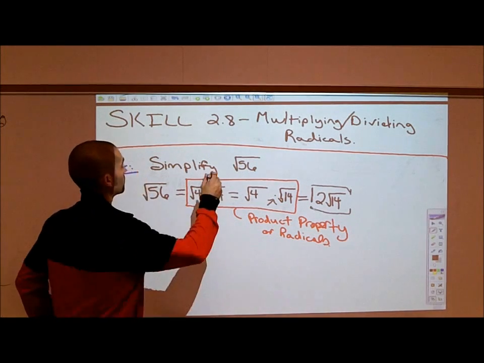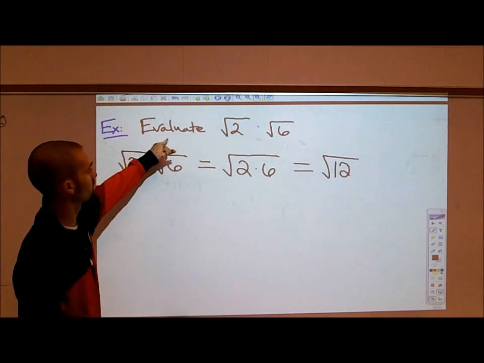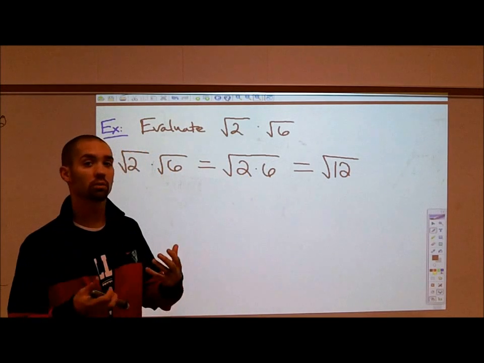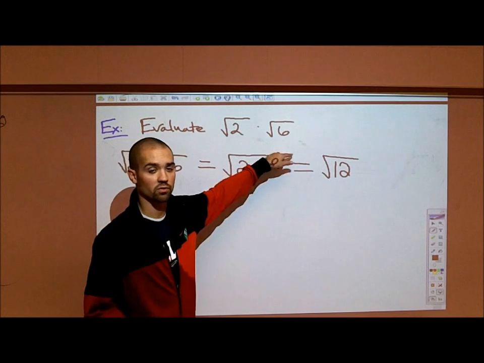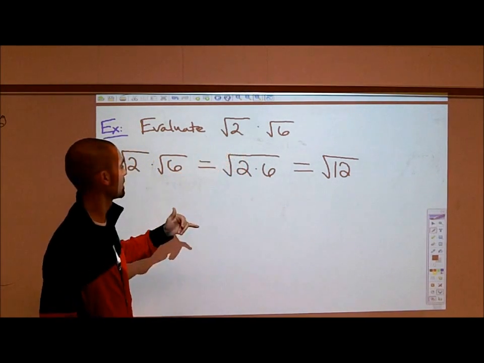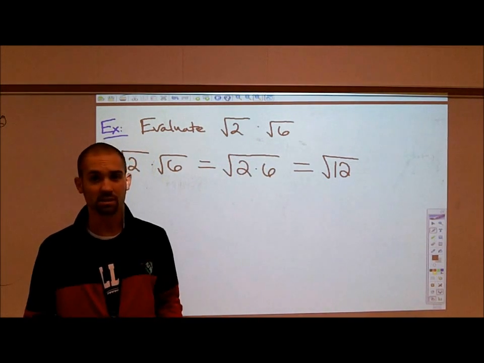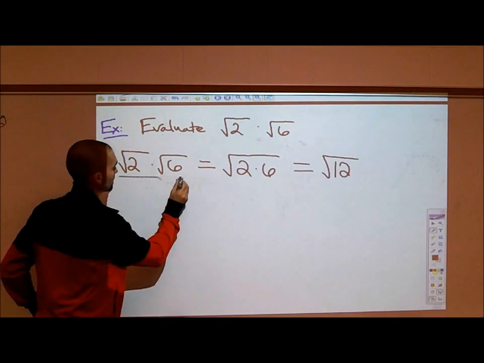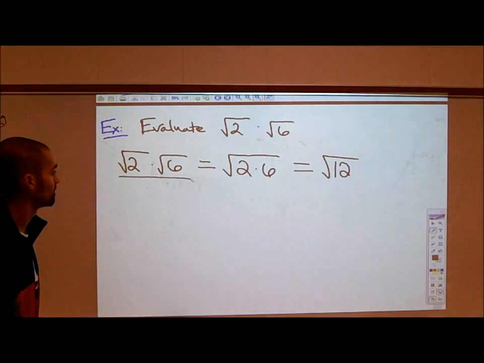If we move on to the next slide, it says to evaluate the square root of 2 times the square root of 6. The way we would begin is, can I simplify either one of these radicals? Well, you take a look at it. 2 is not a perfect square. Can't do it. 6 isn't a perfect square, and nothing goes into 6 that would be a perfect square. So we're left with the square root of 2 times the square root of 6.